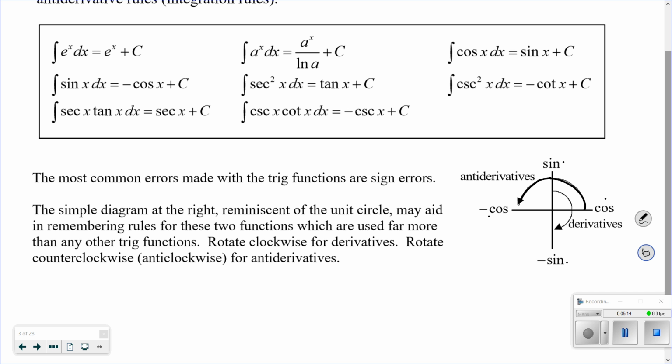The derivatives go clockwise. So if I start up here, I go sine to cosine, it's positive. If I go from cosine to sine, it's a negative. So if that's helpful to you, you can use it. Personally, I think it's easier just to think about the original derivative rules. If the sign changes when I take the derivative, then when I work backwards, the sign also has to change. Anyway, whatever works for you, but that's probably one of the biggest pitfalls with these: missing a sign or getting a sign wrong.